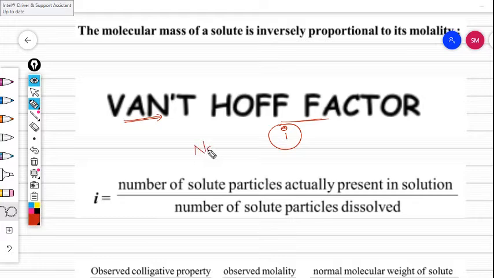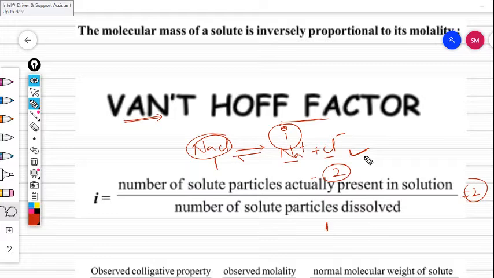So what is meant by i is the number of solute particles actually present in the solution. For example, if you take sodium chloride, after this it will be in Na plus and Cl minus. So what is the number of particles that are actually present in the solution? How many particles you dissolved? You have dissolved one particle, it becomes two. So the Van't Hoff factor will be 2 by 1, which is 2 for sodium chloride. In this way you can calculate the number of particles or the Van't Hoff factor.